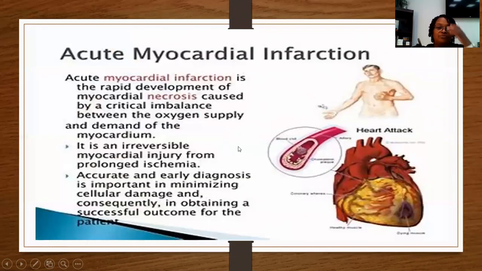So what is acute myocardial infarction? Acute myocardial infarction is the rapid development of myocardial necrosis caused by a critical imbalance between the oxygen supply and the demand of the myocardium. It is an irreversible myocardial injury from prolonged ischemia. Accurate and early diagnosis is important in minimizing the cellular damage and consequently in obtaining a successful outcome for your patient.